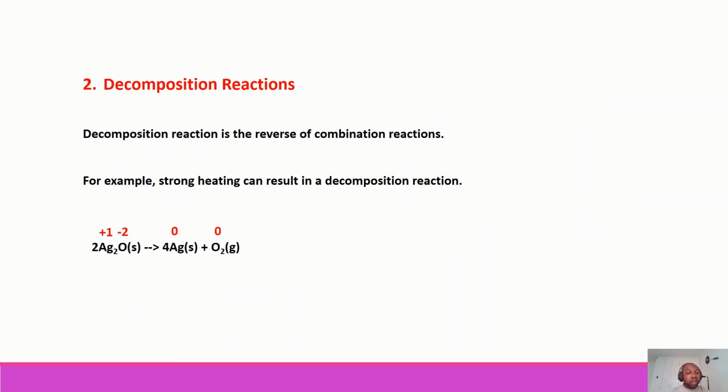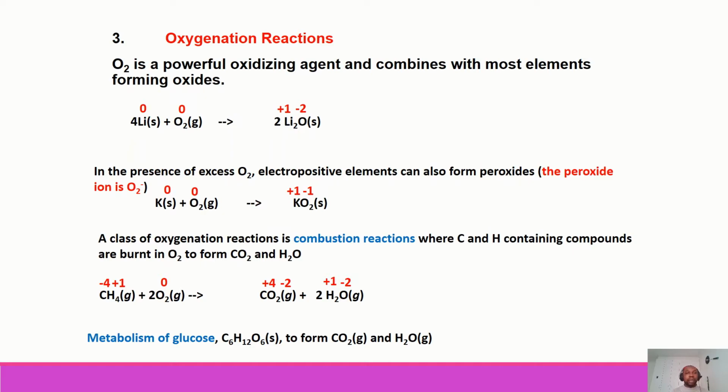For decomposition reaction, you can see that silver is moving from +1 to 0. And oxygen is -2, so it's moving from -2 to 0. So silver is being reduced because it's moving downward, and oxygen is being oxidized because it's moving from -2 to 0. That's increasing. That's a typical example of decomposition reaction.